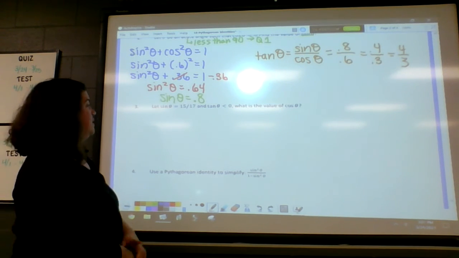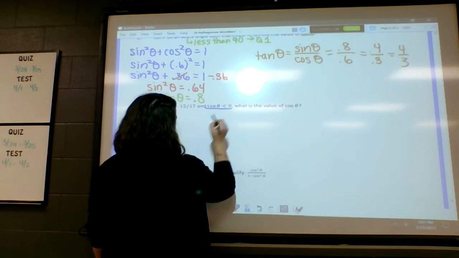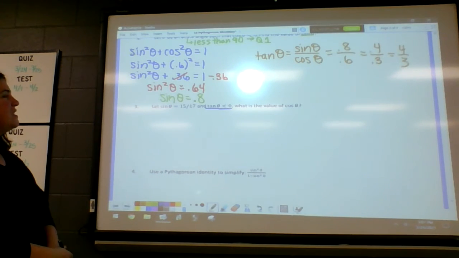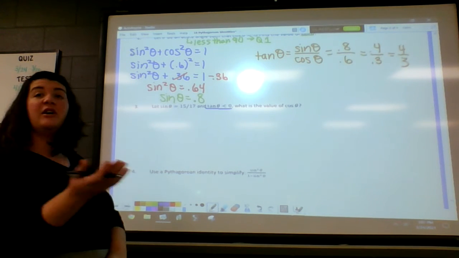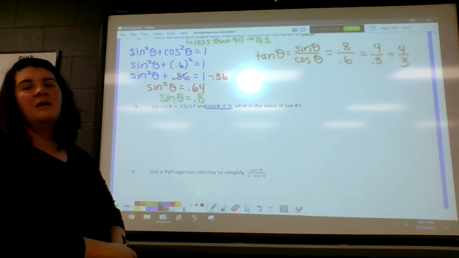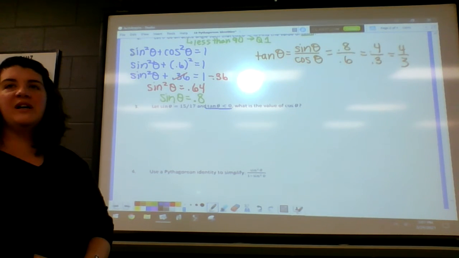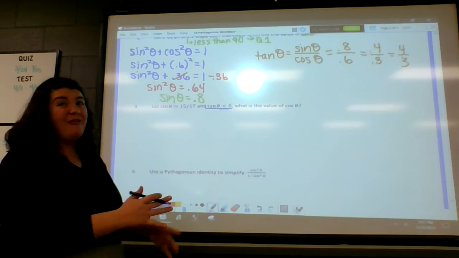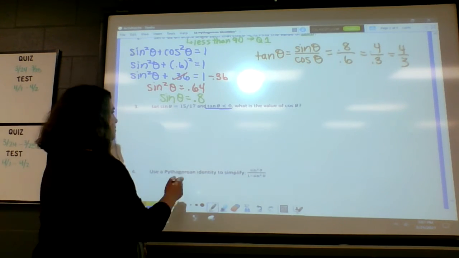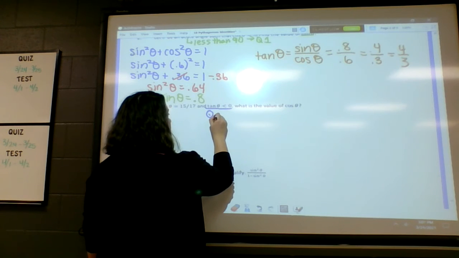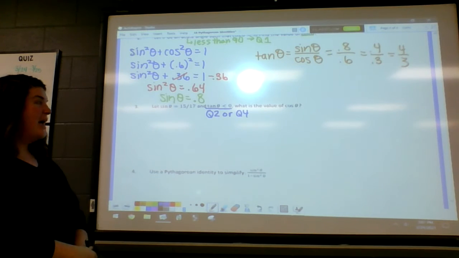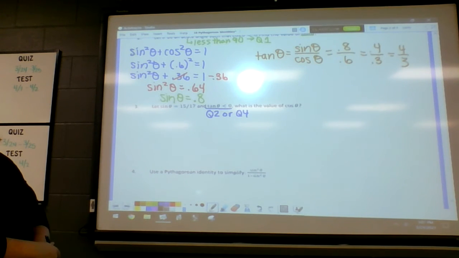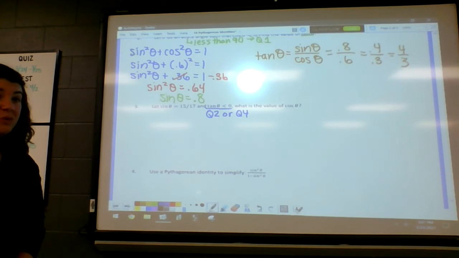What is the value of cosine? So let's start with the information they give us here. The tangent of theta is less than 0. So what does that imply? Think about your unit circle: where is tangent less than 0? That implies it's negative. It could be in the second quarter or the fourth, either Q2 or Q4. In Q1 tangent's positive, and in Q3 tangent's positive. So Q2 or Q4.